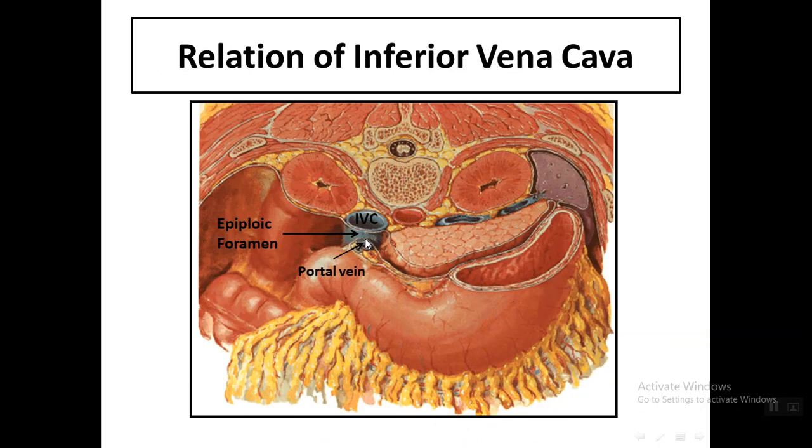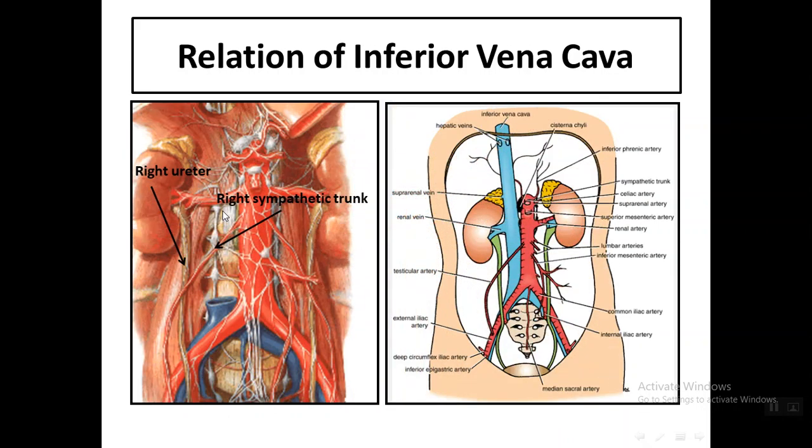The epiploic foramen, this space here, is separating the inferior vena cava from the portal vein in front. Another important relation posterior to the inferior vena cava is the right sympathetic trunk. We can see here that the right gonadal vessel will cross anterior to the inferior vena cava.